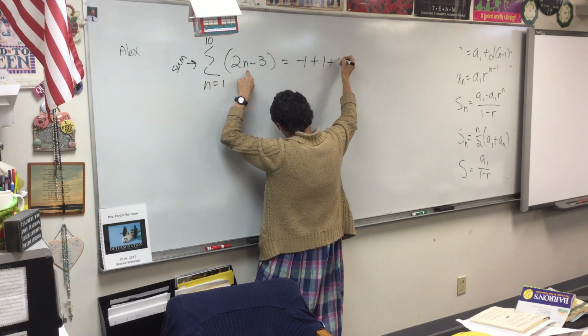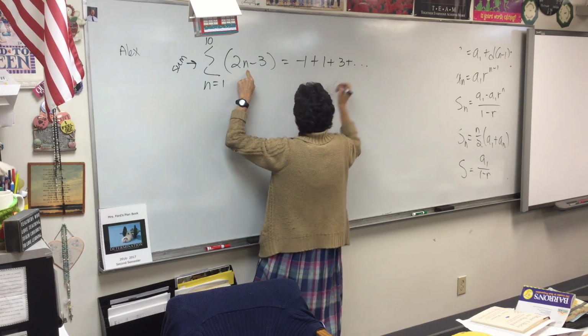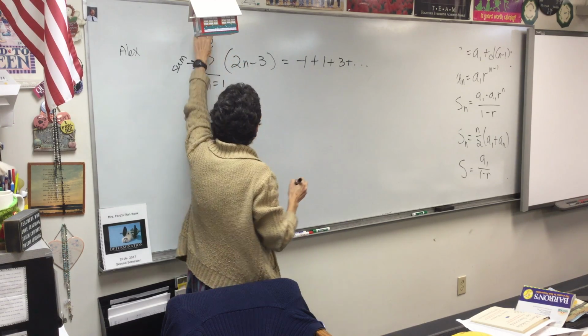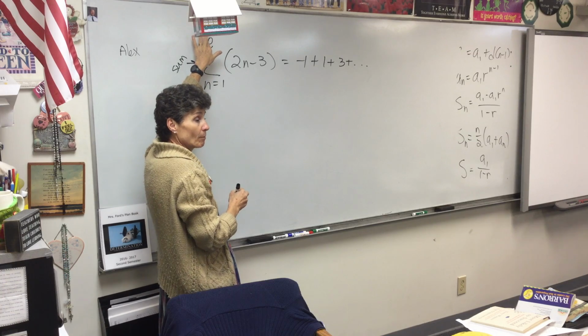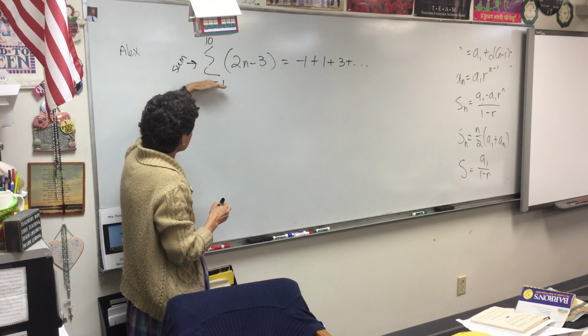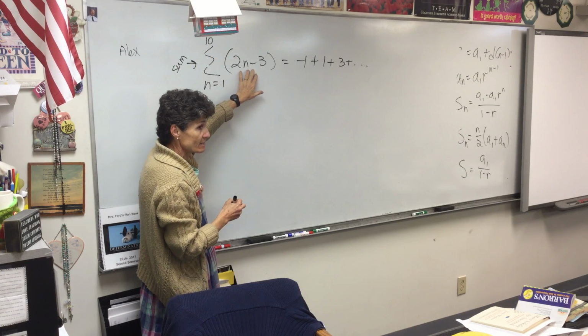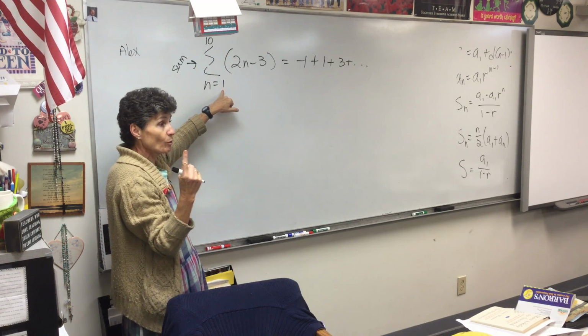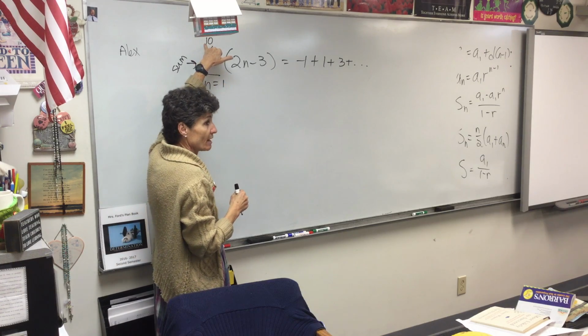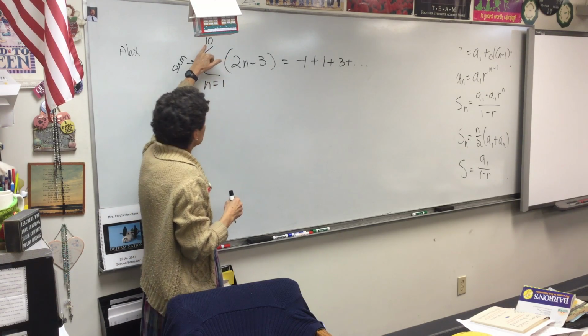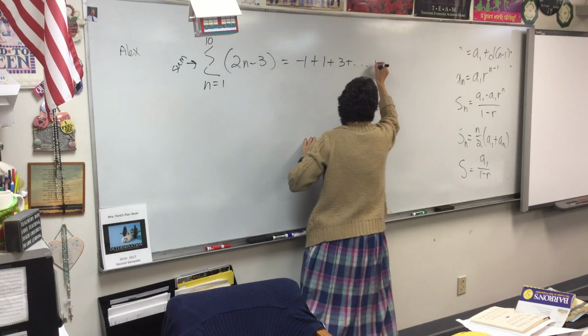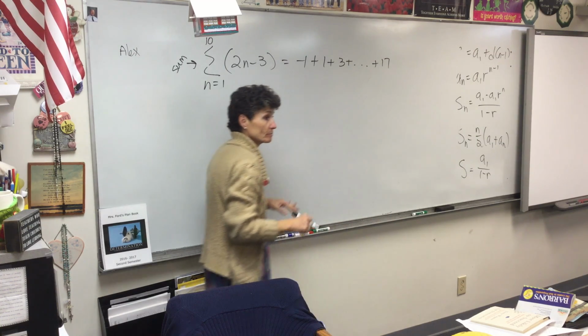Put 3 in. And I'm going to put in 4, 5, 6, 7, 8, 9, 10. 10 is the last number I put in. So this tells me I'm adding up all of these, starting with an n value of 1 and ending with an n value of 10. So the last number I would be adding would be 17.